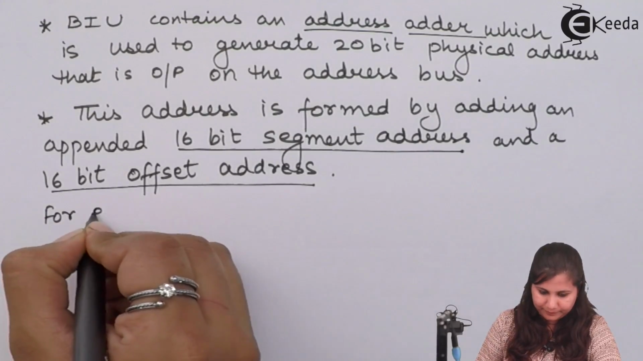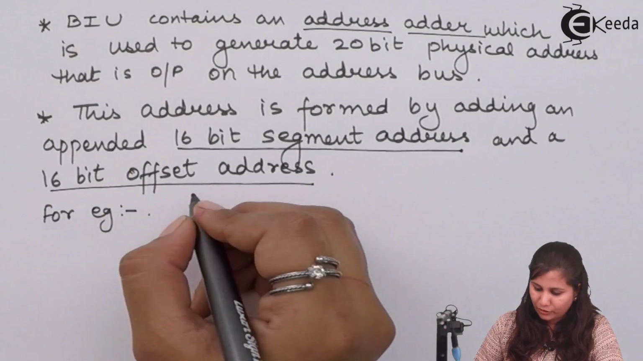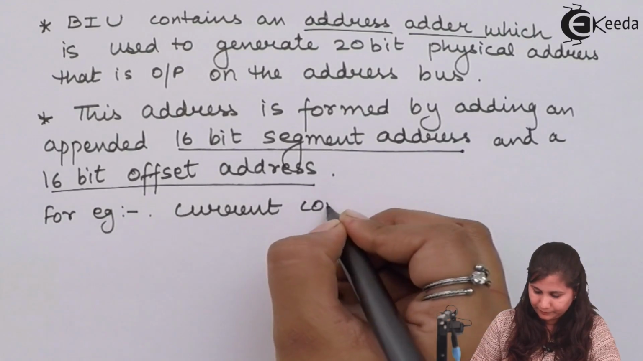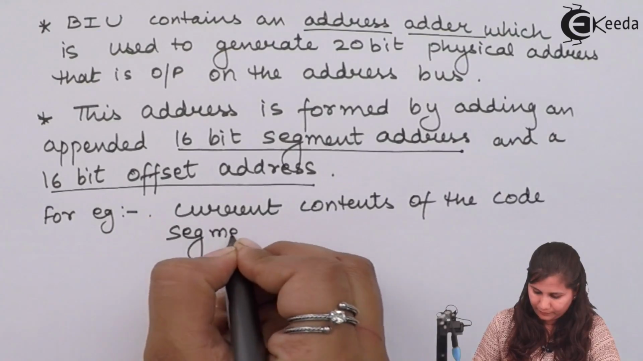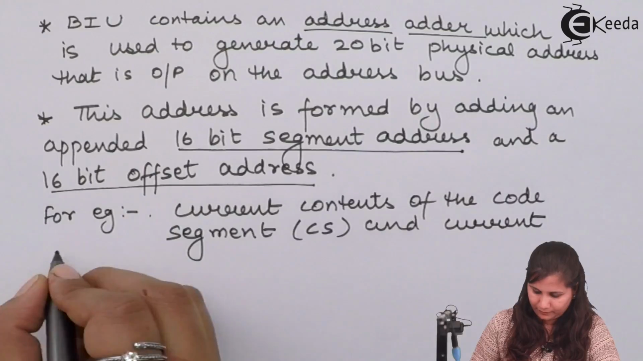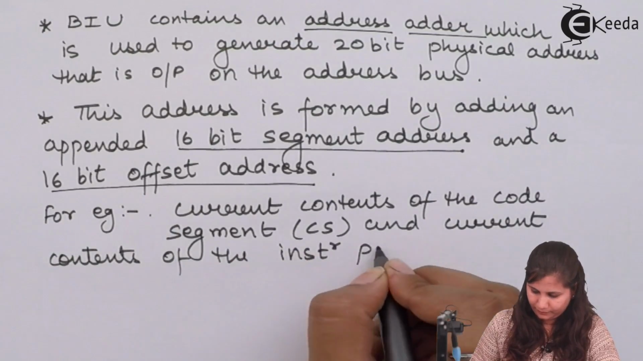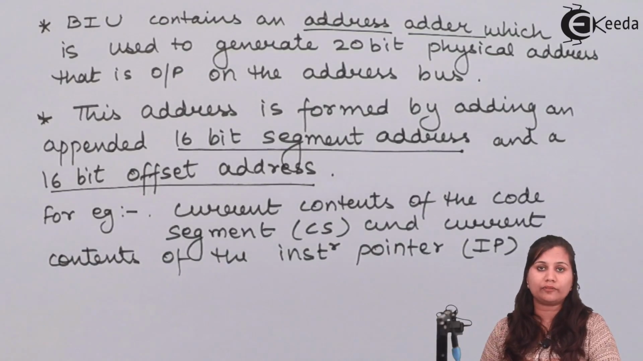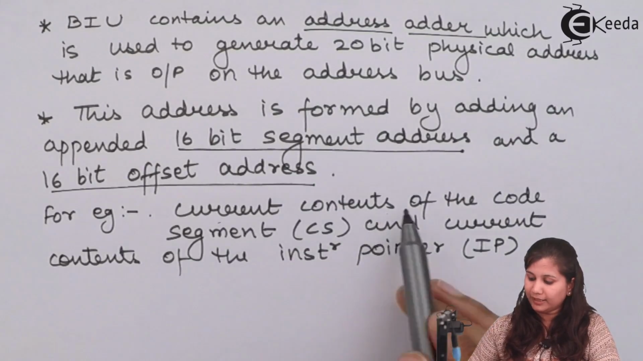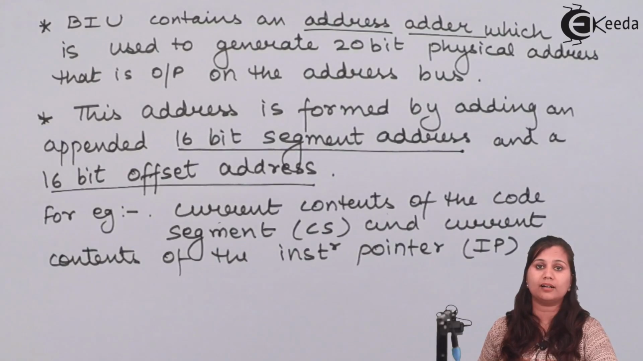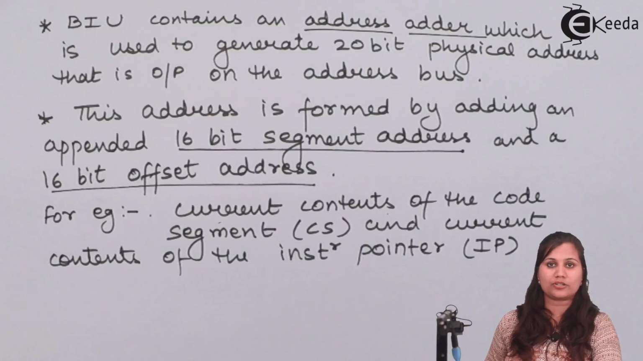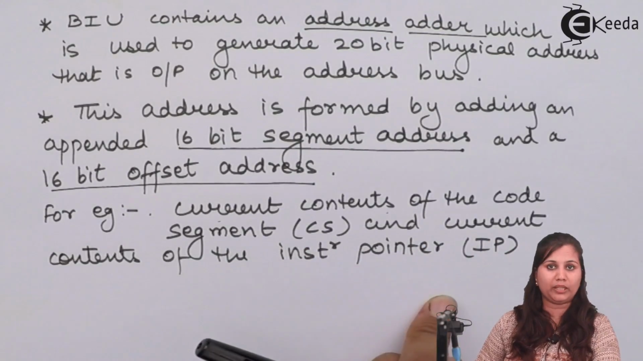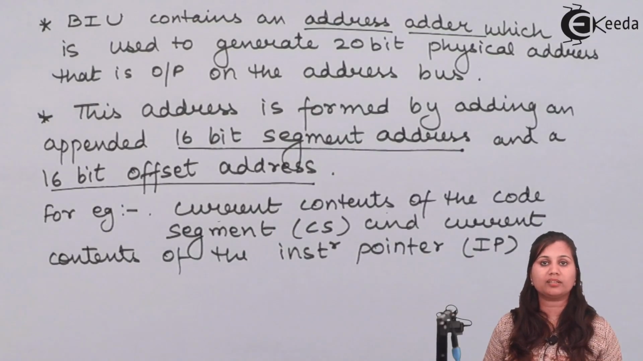For example, the physical address of the next instruction which is to be fetched is formed by combining the current contents of the code segment, because the code segment holds the starting address where the instructions are written, and the current contents of the instruction pointer, because the instruction pointer points to the memory location where the next instruction is written.